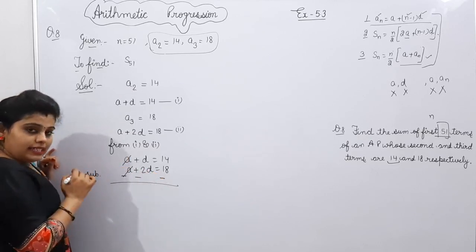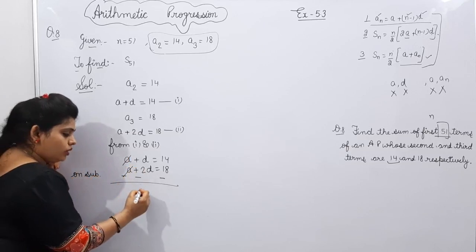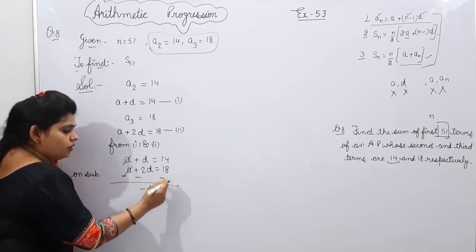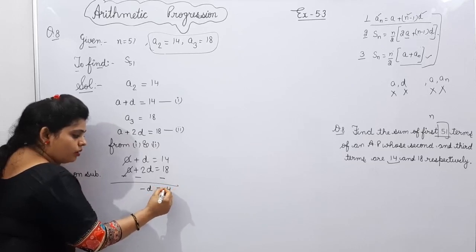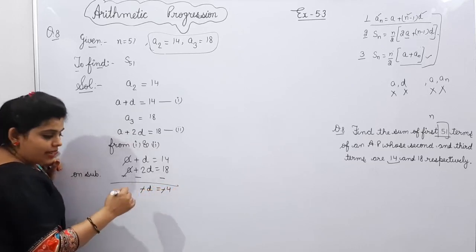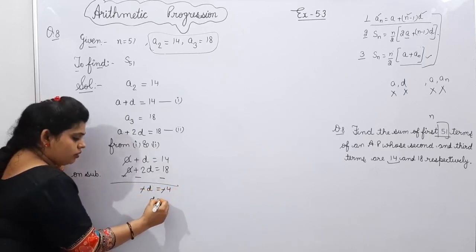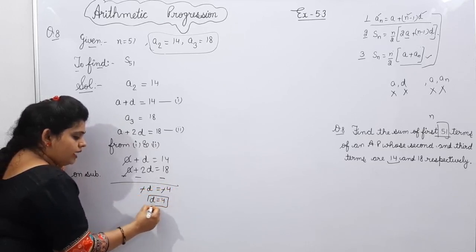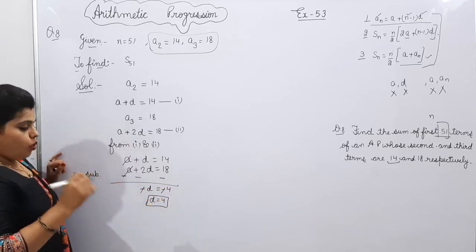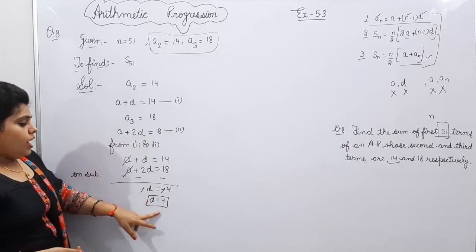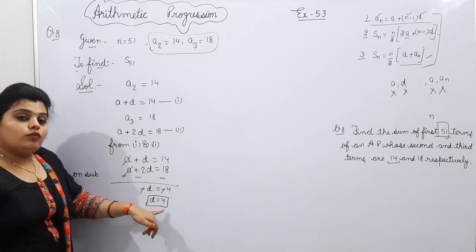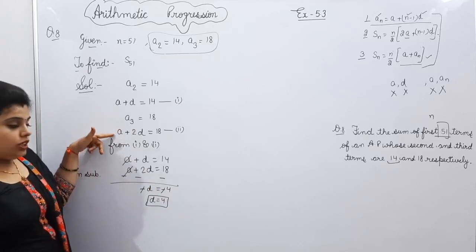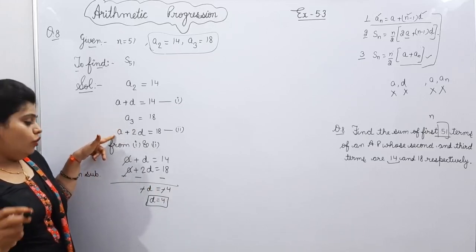A minus A cancels out, plus D minus 2D is minus D, equal to 14 minus 18, which is minus 4. Minus minus cancel out, D is equal to 4. From here we get the value of D, and D is our common difference. Now we have to find the value of A. How will we find it? We can put this value of D in any of these two equations so that we can find the value of A.